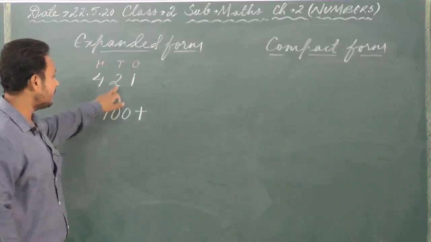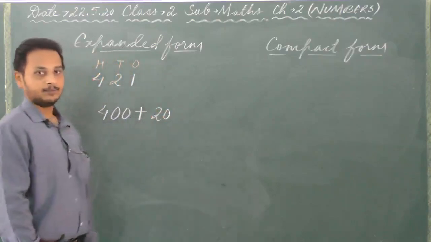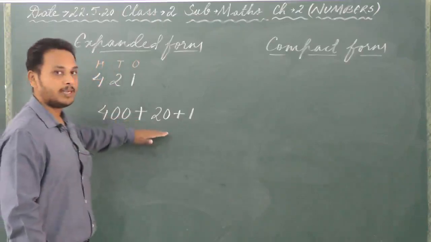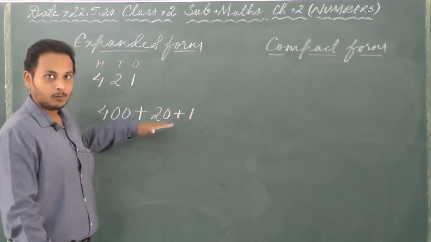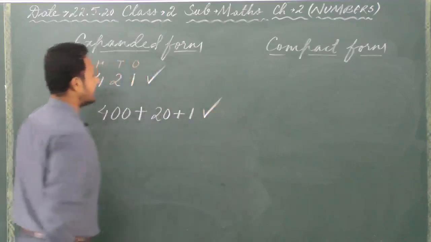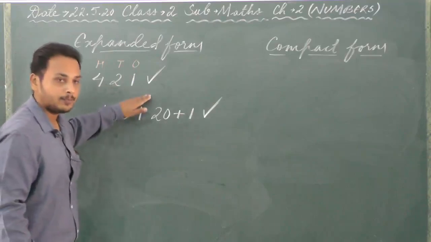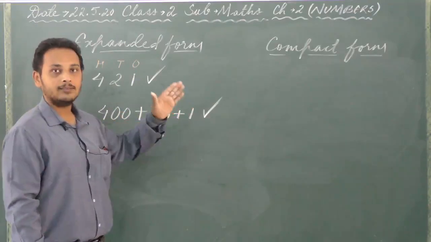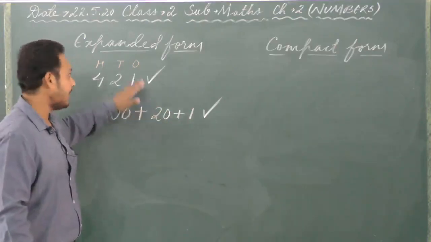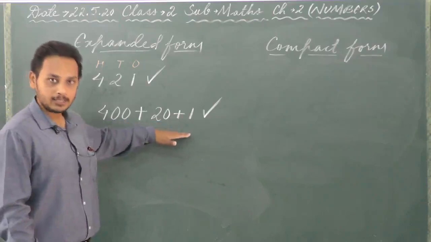The next number is 2. 2 is in 10's place, so we will write 2 and a 0 with it, 20. And then the last is 1. So we have 400 plus 20 plus 1. Okay. This is how we do expanded form. As you can see, the value of these numbers are same. If you read this 421, if you read this 421, the values of these numbers is not changing. So whenever you expand a number, make it look bigger, the value of it does not change.